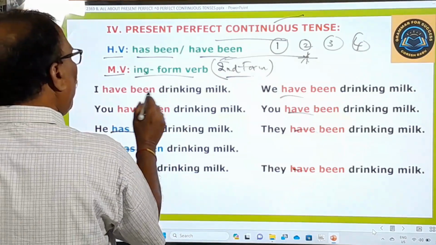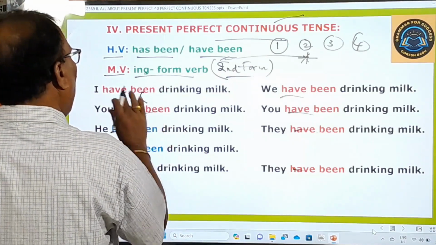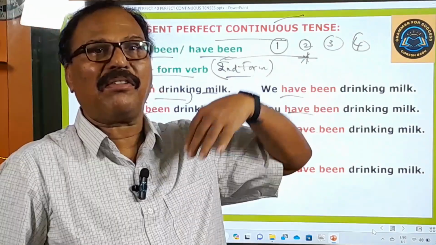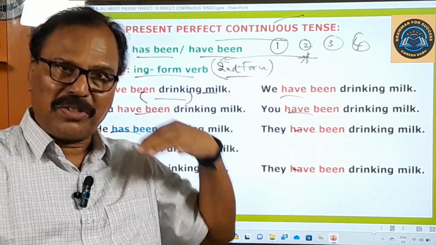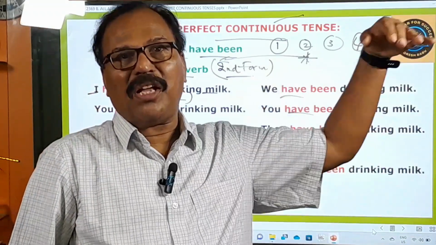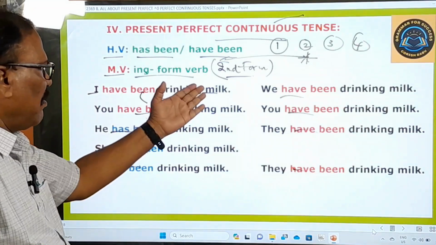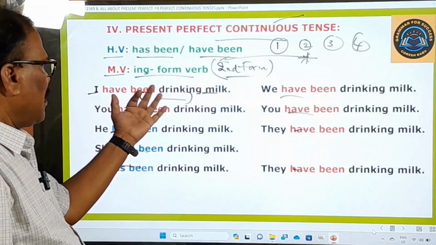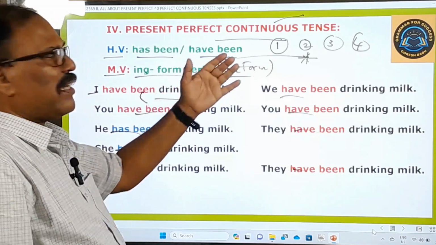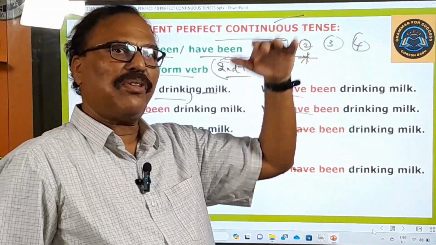What is the meaning of this present perfect continuous tense? I have been drinking milk means నేను పాలు త్రాగుతూనే ఉన్నాను, నేను హోంవర్క్ చేస్తూనే ఉన్నాను, నేను క్రికెట్ ఆడుతూనే ఉన్నాను. Of course, for this action, drinking milk, this may not be meaningful, but for other things, I have been playing cricket. నేను క్రికెట్ ఆడుతూనే ఉన్నాను.